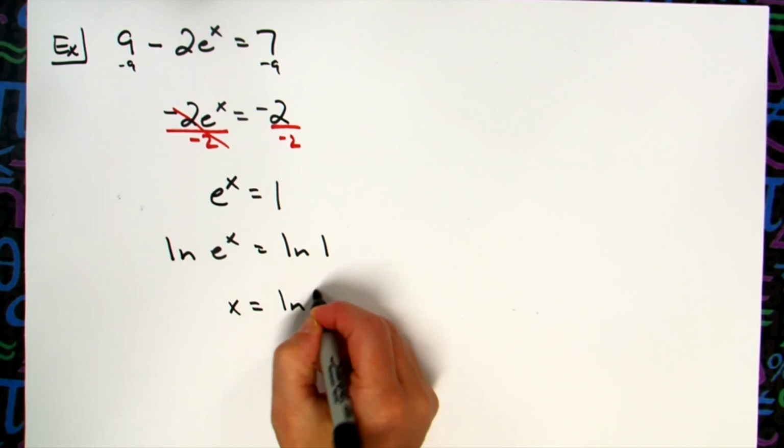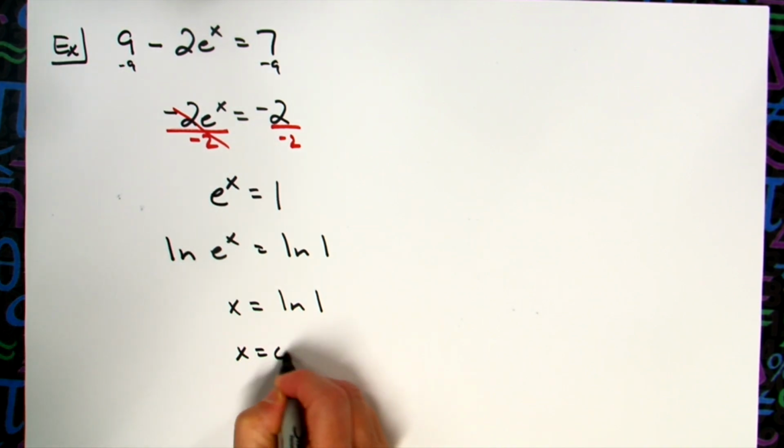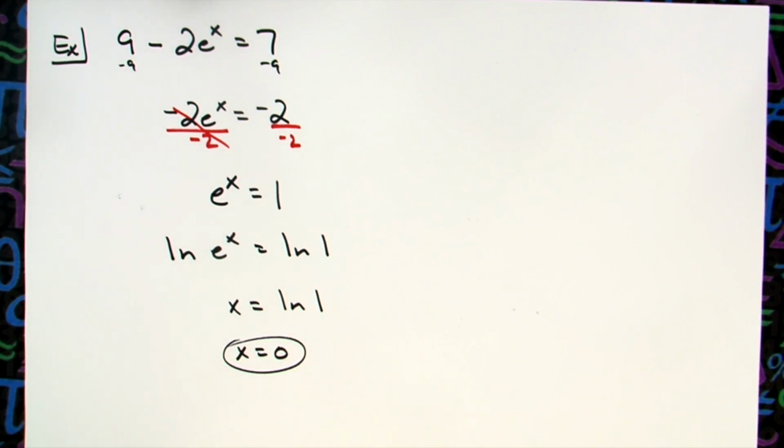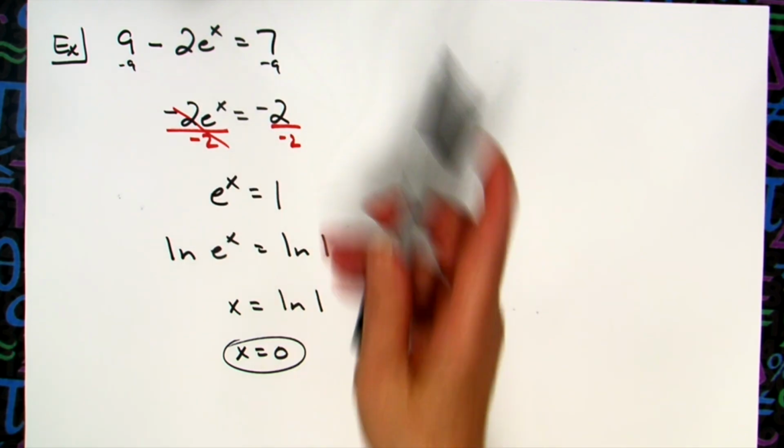And then, yeah, 0. So you could leave it like that if you wanted, but we know that the natural log of 1 is 0, so x equals 0. So those are your steps. That one was easy enough that you might have been able to look up there and just real quickly, because 9 minus 2 is 7, so e to the what's going to give 1 there. I mean, you might have been able to solve that without it, but there's your actual steps for when you need to do it when you can't figure it out.